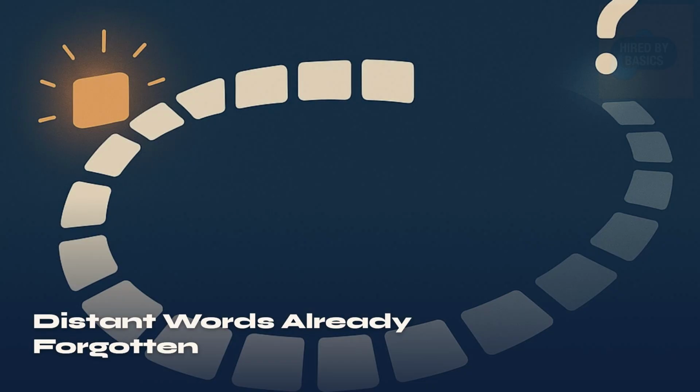Think about a sentence like, "The cat that sat on the mat near the window was hungry." By the end, the model is struggling to remember that the cat is what we are even talking about. This forgetting problem is exactly what the attention paper came in to fix.